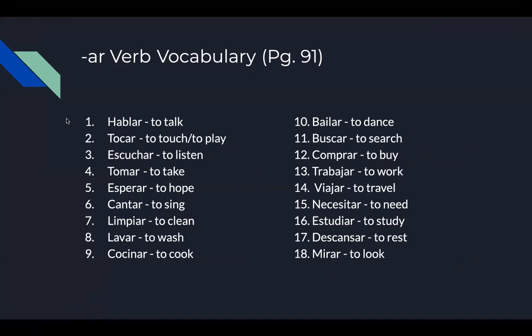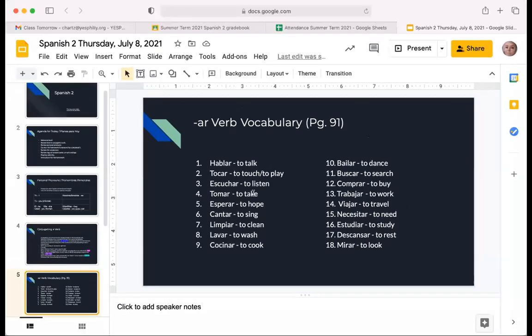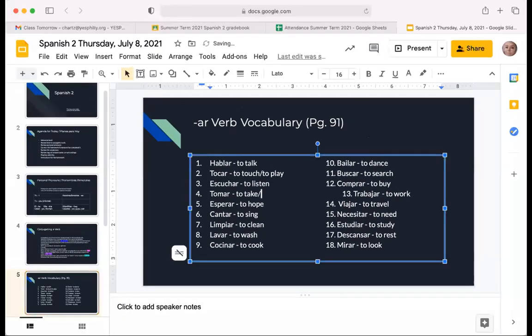So before we go into more conjugating and things like that, I wanted to go over the vocabulary. So remember, hablar is to talk, which we just went over. Tocar is to touch or to play. Escuchar is to listen. Tomar is to take, and it actually sometimes means to drink. So I'm going to put that in there.